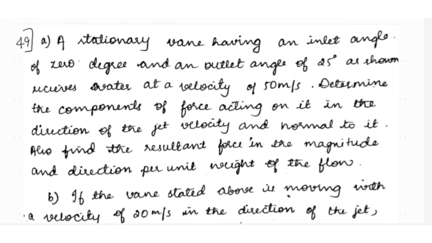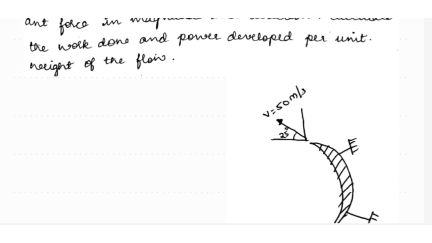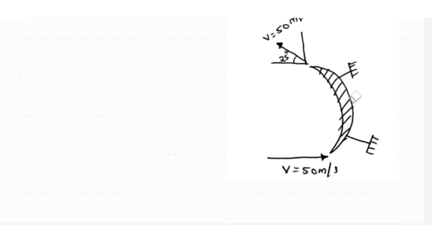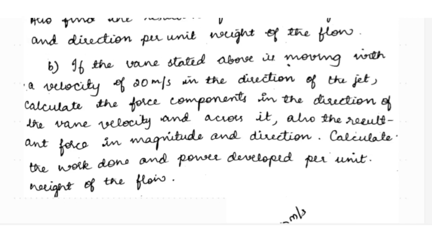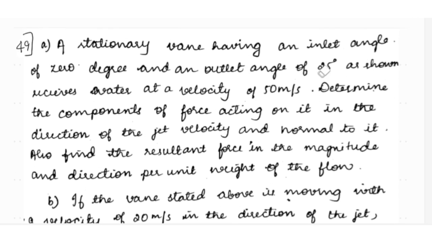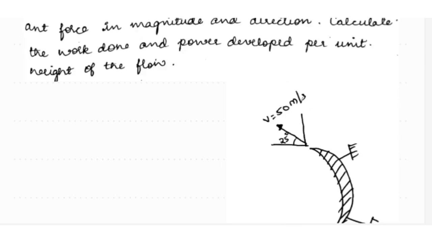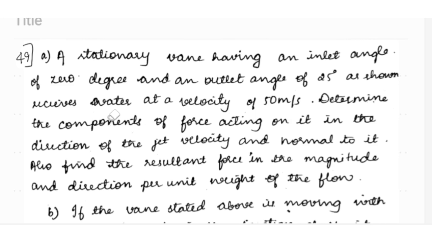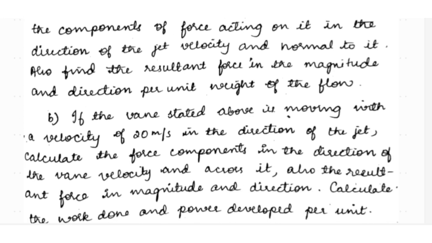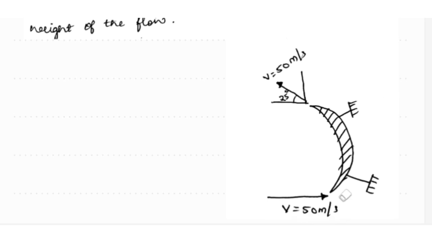So let us write down the given data. A stationary vane having an inlet angle of 0 degree. We have drawn here the plate which is fixed. Here you can see the jet is making an angle of 0 degree with the horizontal, and the jet will make an outlet angle of 25 degree, leaving at 25 degree with the horizontal. Water is having a velocity of 50 meter per second, so V is equal to 50 meter per second.